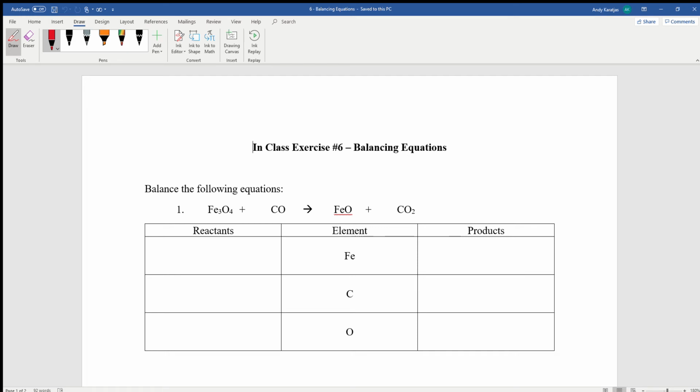So we can start by summing up what we have already. 3 irons on the left, 1 on the right, 5 oxygens on the left, and 3 on the right. And we have 1 carbon and 1 carbon. So again, I'm going to ignore oxygen. Oxygen is going to be challenging to deal with here. And I'm going to start with iron. So if I put a 3 out here in front of iron oxide, that puts my iron to 3 and my oxygen to 5, and we're done.